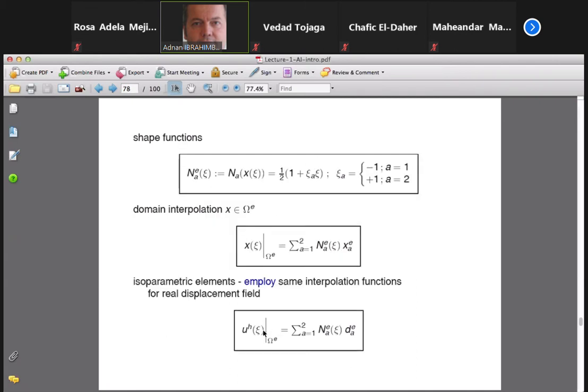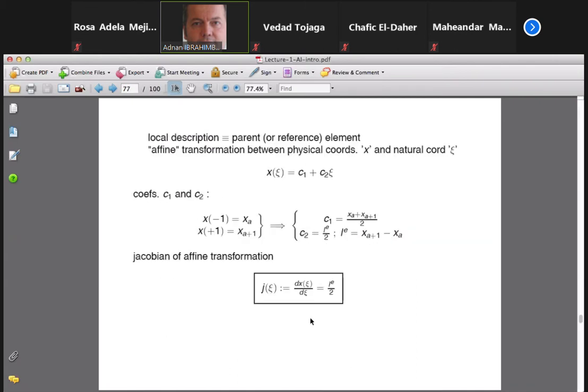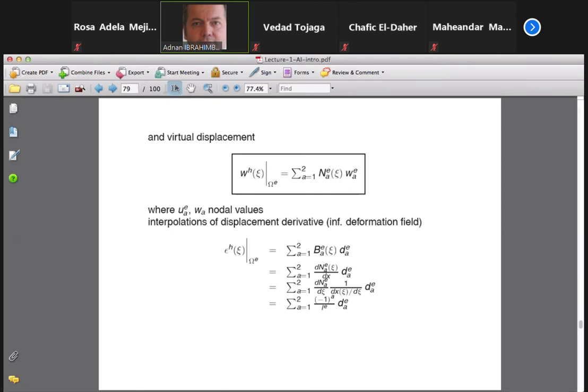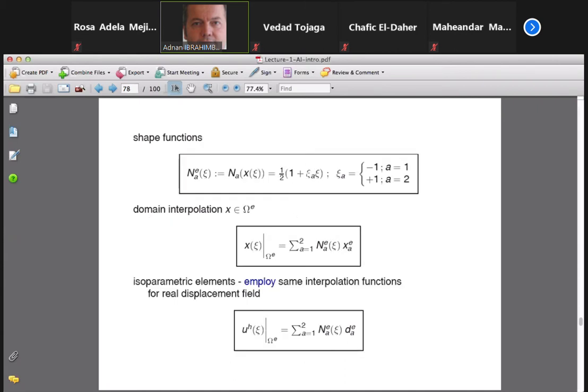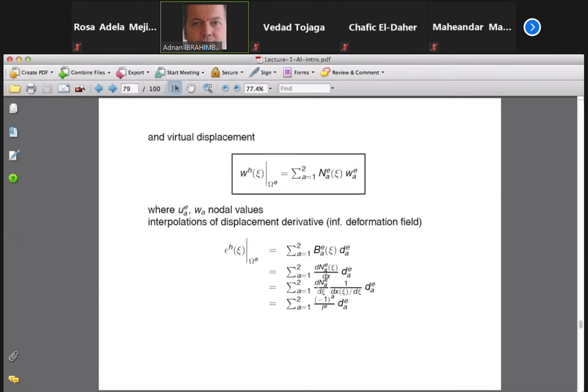And now dx d xi is nothing but the Jacobian of our interpolation, which is written here. So I go back here, I take this Jacobian, which is 2 over L. And basically, by taking this derivative of N_A with respect to xi, given that this is always (1 plus or minus xi)/2, so this is always like plus 1/2 or minus 1/2, or you can write it as minus 1 to the power A, with A being 1 or 2, then 2 over L and 1/2 cancel, and at the end you have this minus 1 to the A divided by L times B.